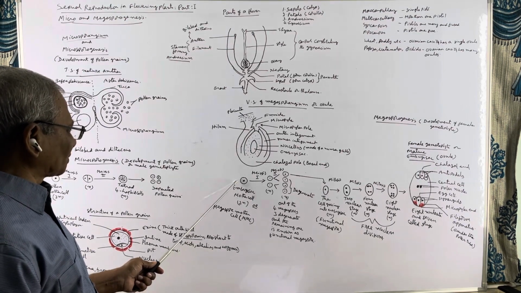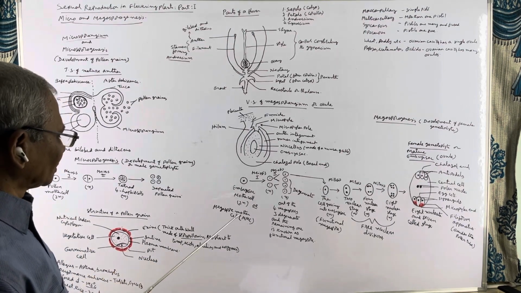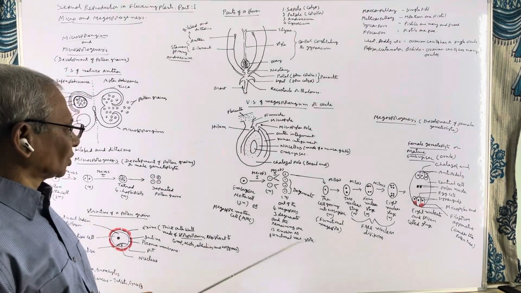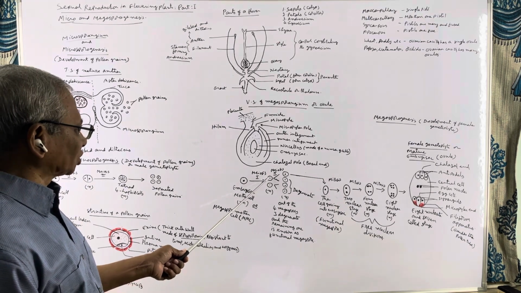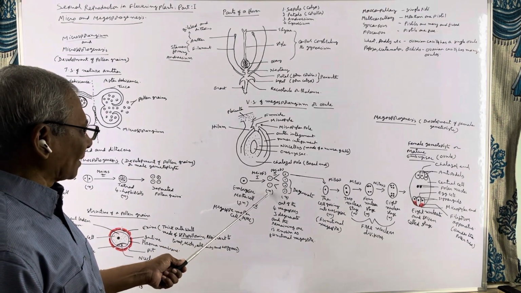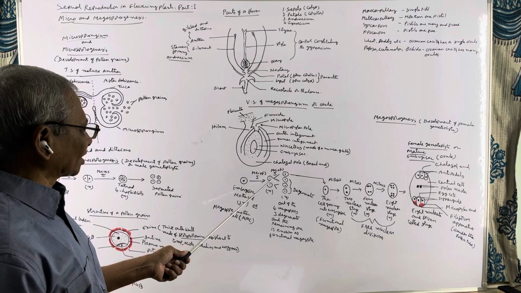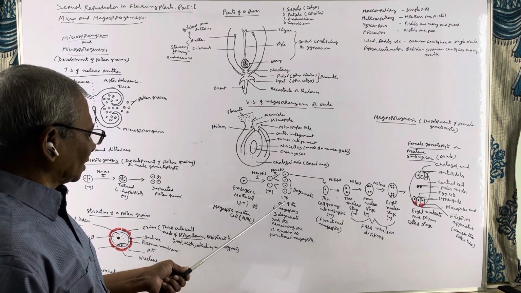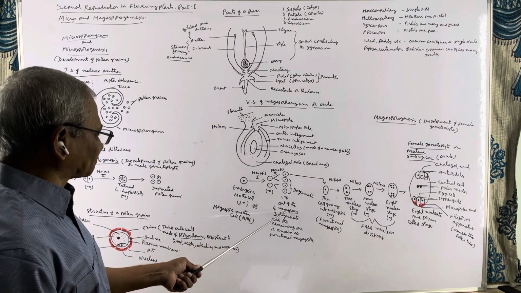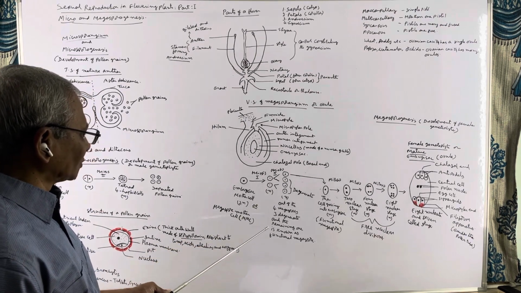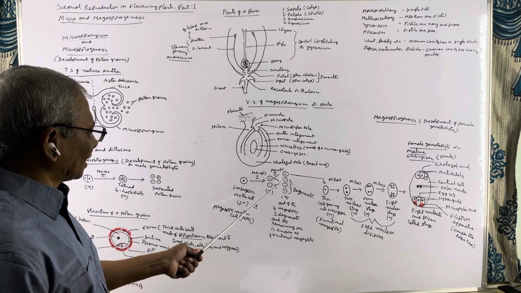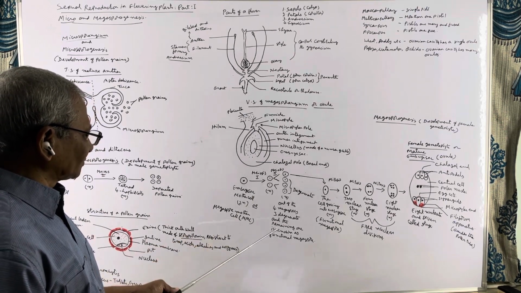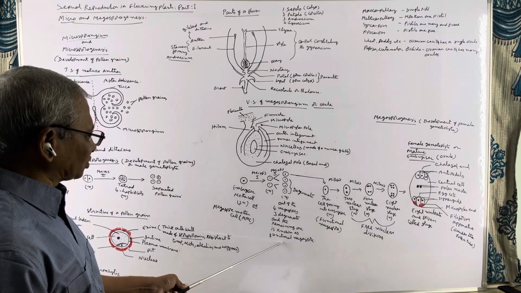This megaspore mother cell grows in size, and after reaching maximum size, it undergoes meiotic division. Through meiosis 1, it produces two daughter cells, which are haploid. These two daughter cells undergo second meiotic division and produce four cells. These four cells are known as megaspores. Out of these four megaspores, three megaspores disappear or disintegrate, and only one remains. The remaining one is known as functional megaspore.